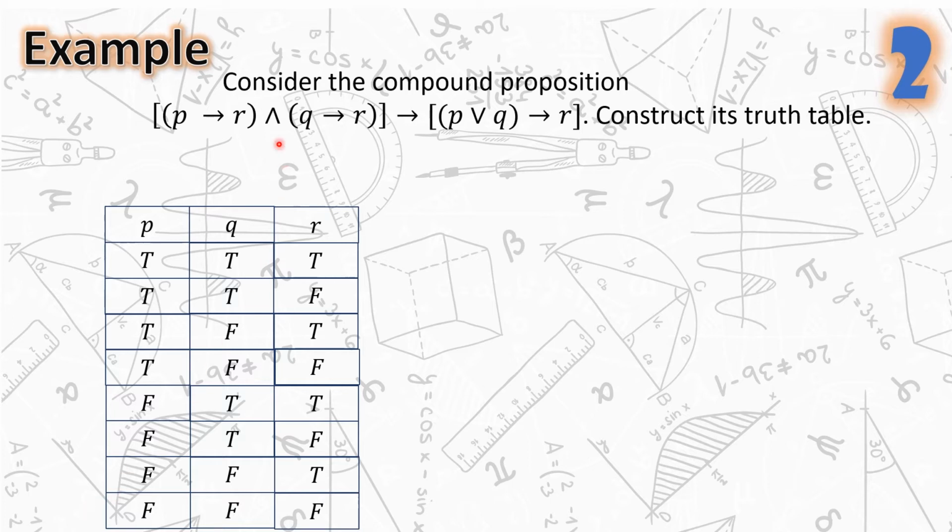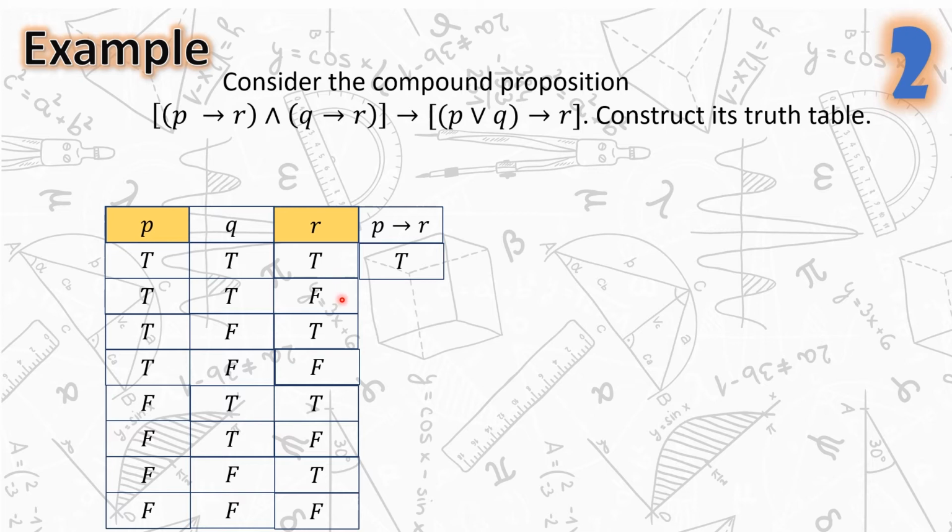Doing the compound proposition part by part, we will have first the implication P implies R. To have the truth values for P implies R, focus our attention at column P and column R. So for the implication to be false, the hypothesis P must be true and the conclusion R must be false. Hence, in the first row, the implication is true.